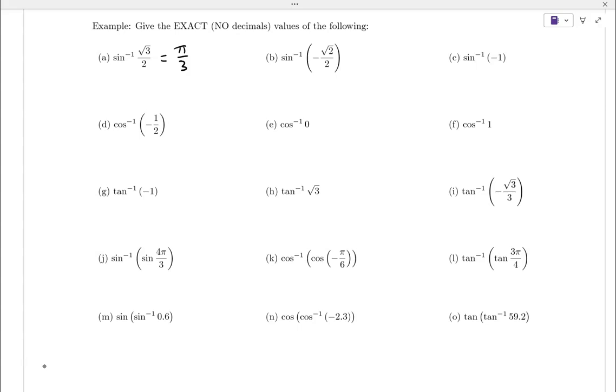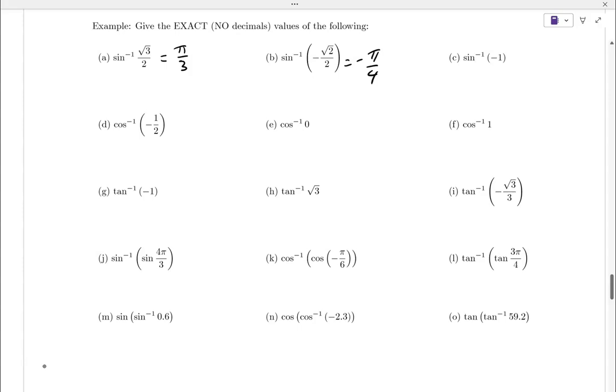The way I like to think about them is, first I ignore the negatives and then I figure out what I need. So if I ignore the negative and I just had root 2 over 2, what angle has a sine equal to root 2 over 2? Pi over 4. So this is going to be some flavor of pi over 4. Now since it's negative, am I looking in quadrant 1 or quadrant 4? 4. So what angle should we use? Instead of positive pi over 4, we should use negative pi over 4. Exactly right.